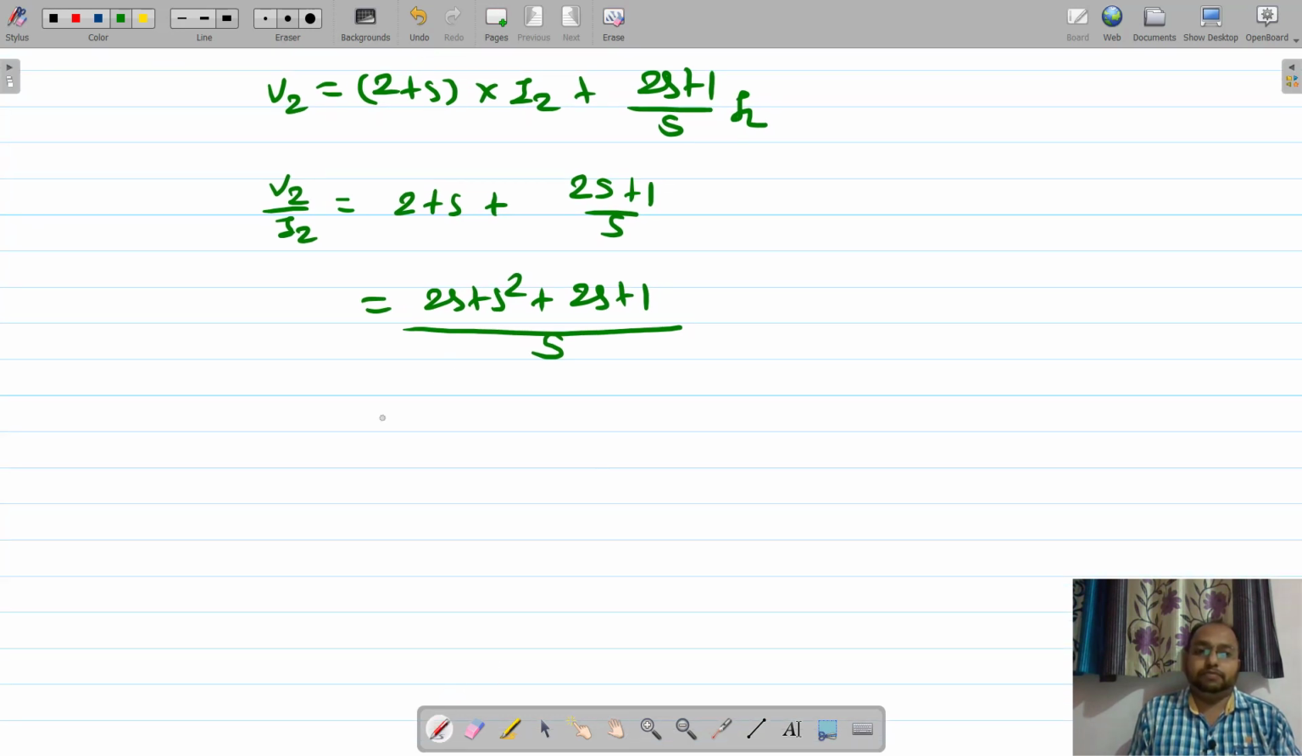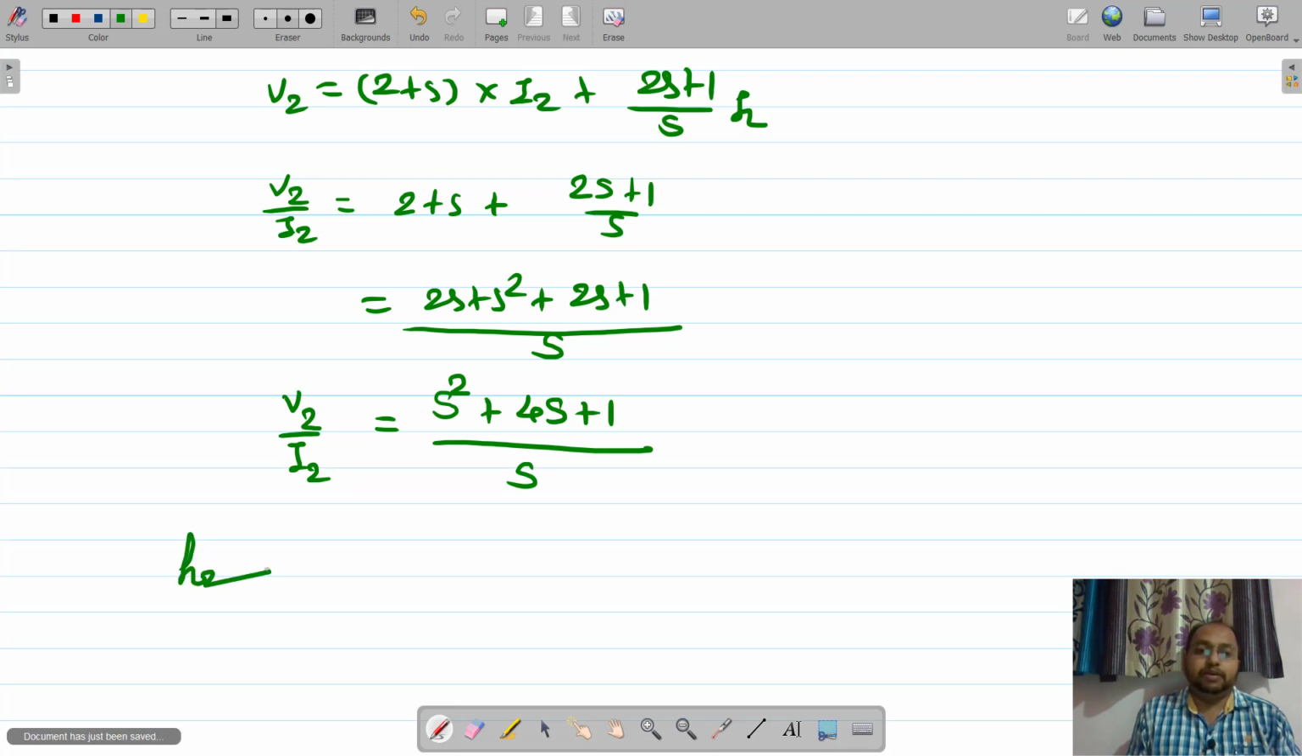Therefore this is going to become s square plus 2s plus 2s is 4s plus 1, divided by s. But remember that our h22 is nothing but I2 divided by V2. So let us take the reciprocal of this, and that is nothing but my h22.